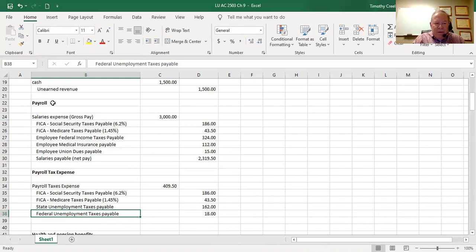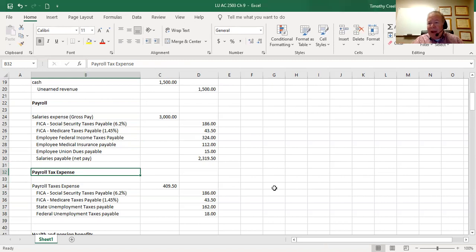So this is how a company would handle payroll, and this is how a company would handle payroll expense for the areas where they have to pay to some government organization for having employees.